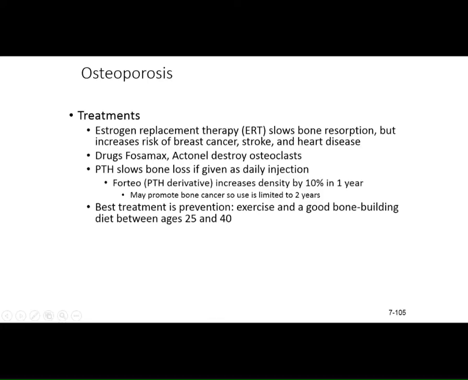You can also give somebody PTH, right? PTH will slow the bone loss if given. The problem is you have to give it almost every day, right? So it's not an easy treatment.